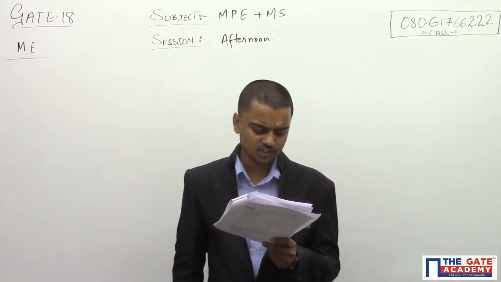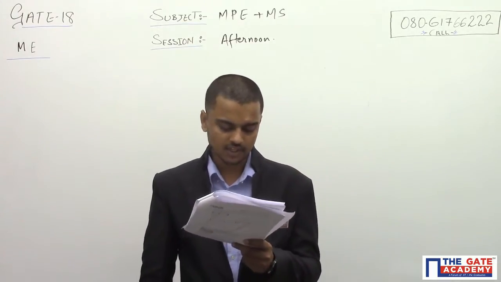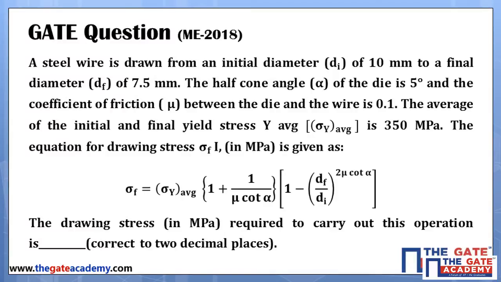Now we'll discuss question number 28. The question is: a steel wire is drawn from an initial diameter of 10 mm to a final diameter of 7.5 mm. The half cone angle alpha of the die is 5 degrees and the coefficient of friction between the die and the wire is 0.1. The average of the initial and final yield stress is 350 megapascal.